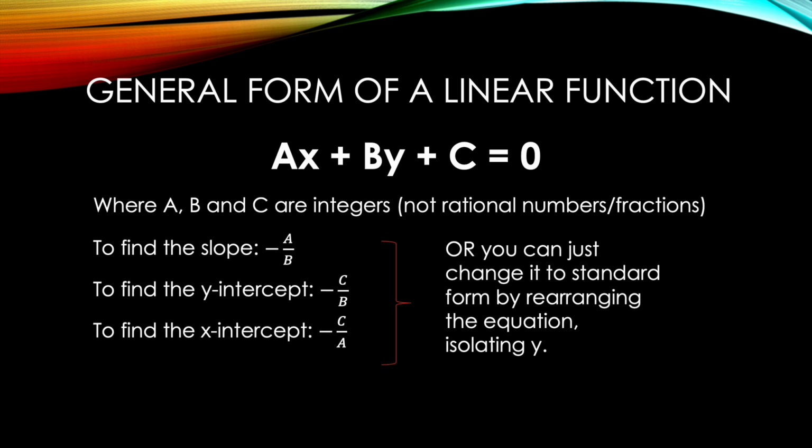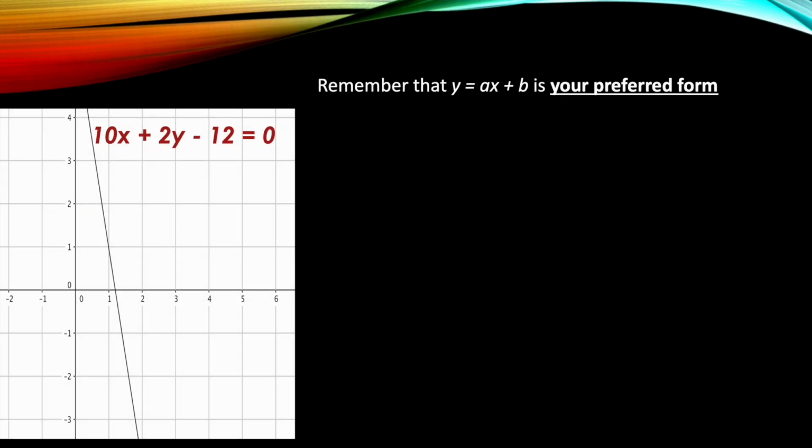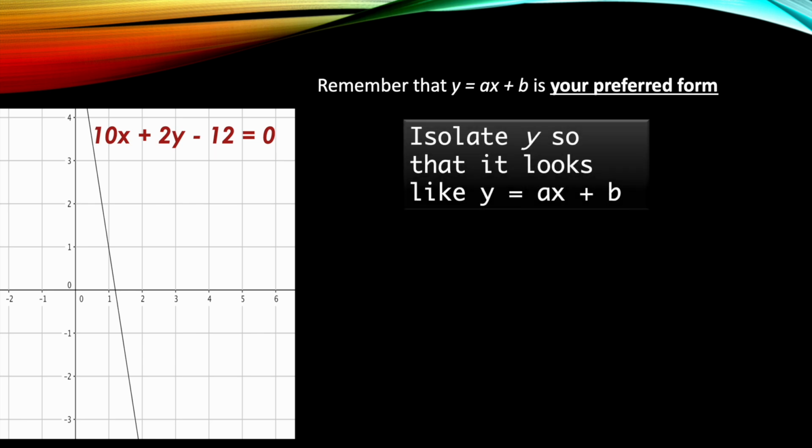Some cool formula facts: if you want to find the slope using the general form, you use negative A over B. If you want to find the y-intercept, you do negative C over B. And if you want to find the x-intercept, you do negative C over A. Or what a lot of my students tend to go to is, I'm just going to change it back to standard form by isolating y, and then I can clearly see what my a and my b is, or what my slope and my y-intercept is in that way. So if that is the case, it is considered to be the preferred form for many reasons.